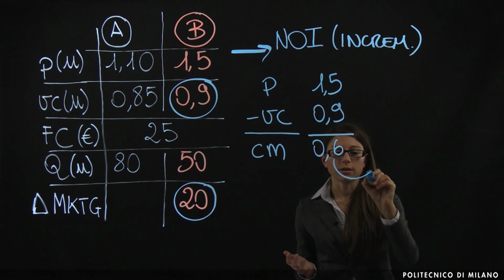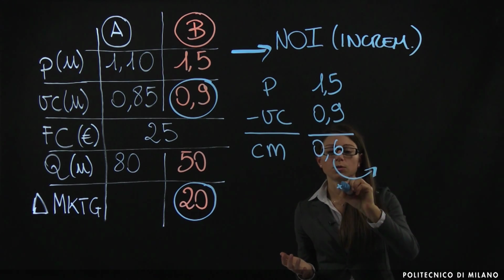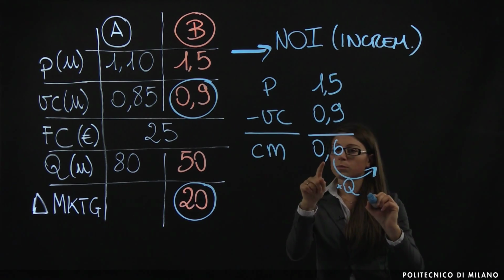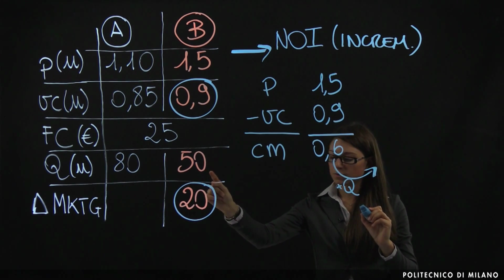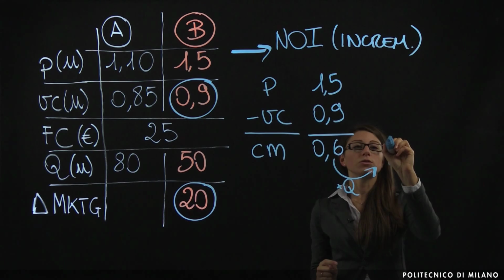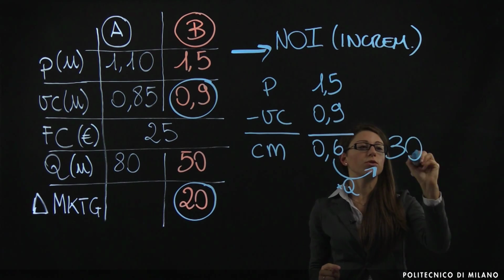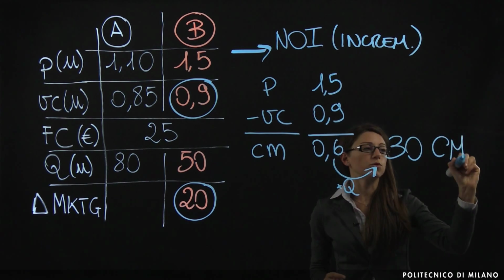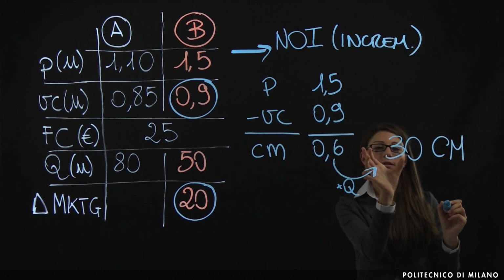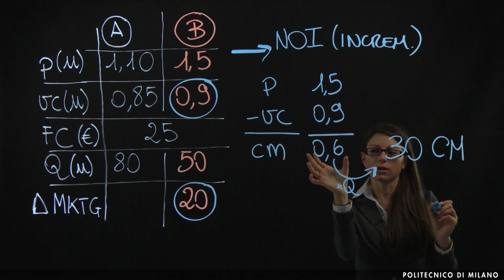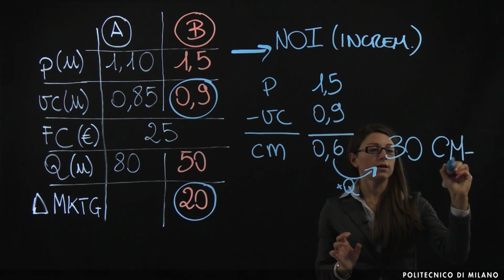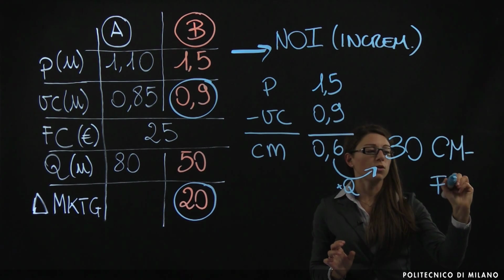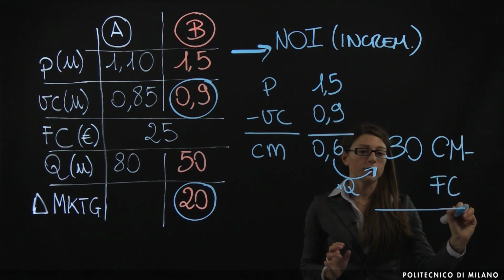So if we multiply the unitary contribution margin, this 0.6, by the quantity of beer type B that we are realizing, which is 50, we can identify a total contribution margin of 30 euros. This is the total contribution margin. It has the same meaning, but with respect to the overall production. If we deduct the fixed costs from the contribution margin, we can identify the net operating income.